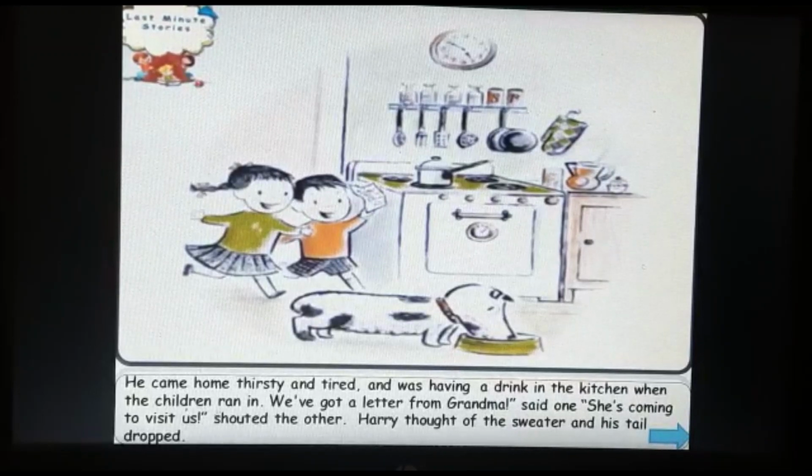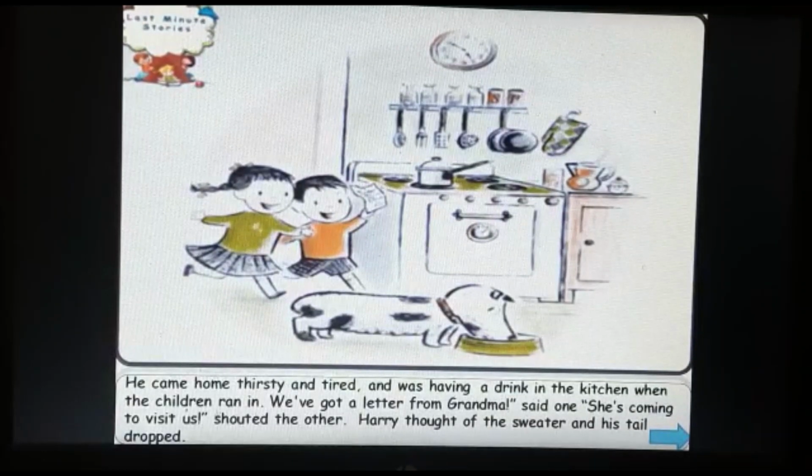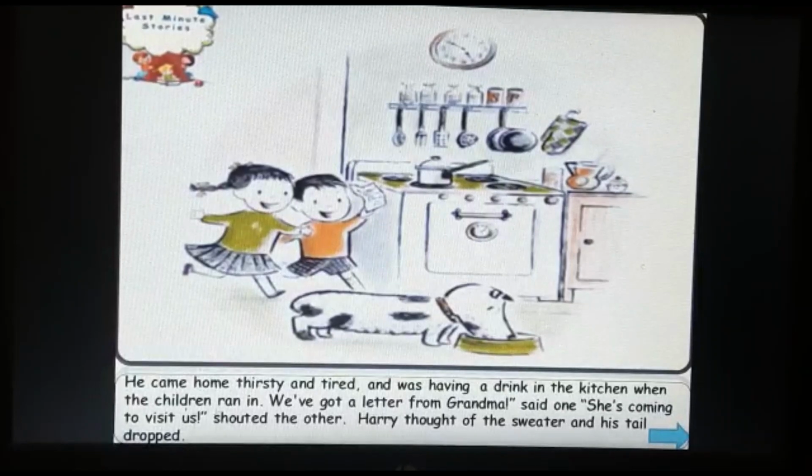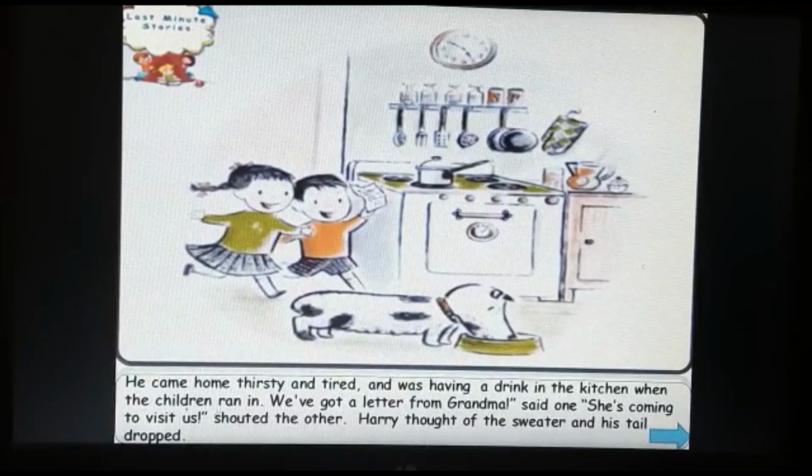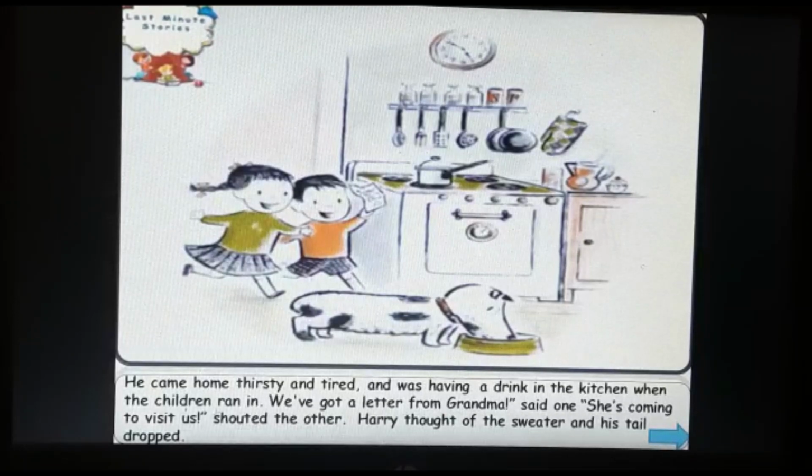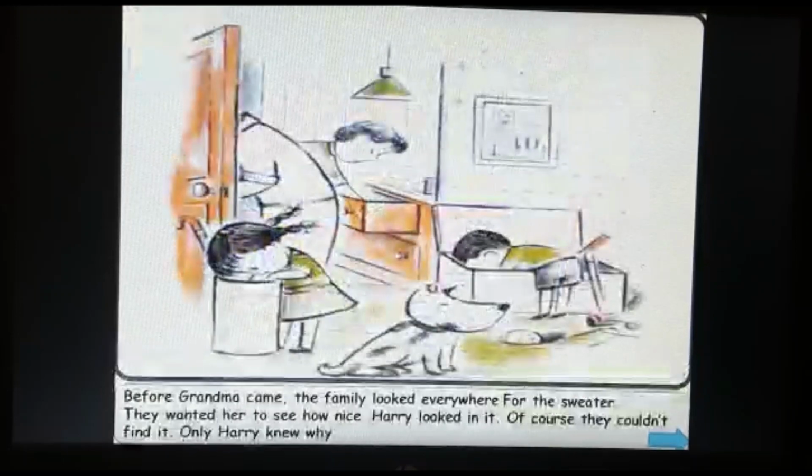"We've got a letter from Grandma," said one. "She's coming to visit us," shouted the other. Harry thought of the sweater and his tail dropped. Now the grandma is about to come, but there is no sweater. And if she's going to ask, what will Harry say? Where did the sweater go?